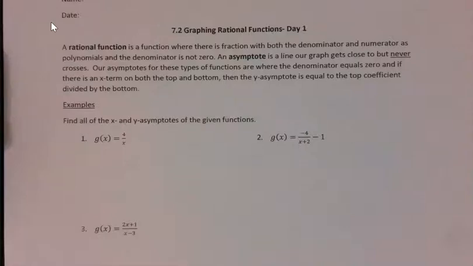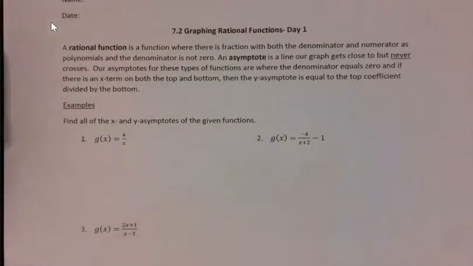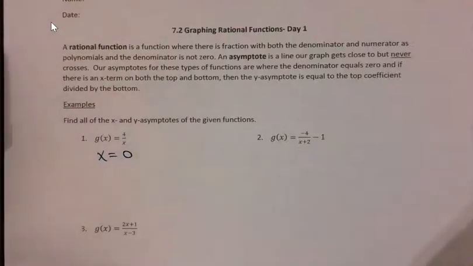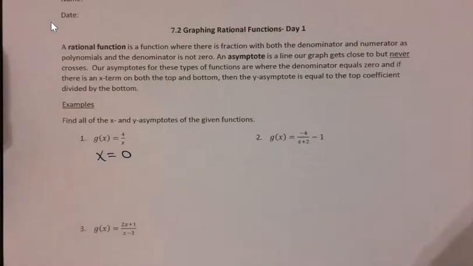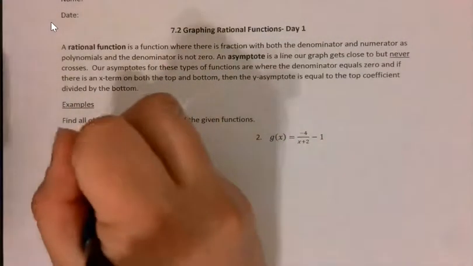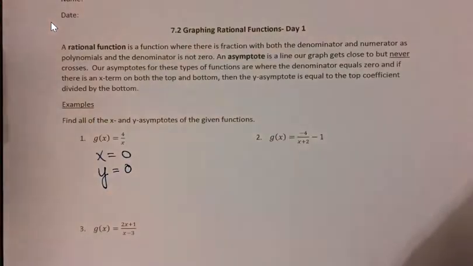So to find our x asymptote, we want to first start by finding where the denominator equals 0. So for my x asymptote, I have x equals 0, because I took the denominator and set it equal to 0. And the y asymptote is equal to the top coefficient over the bottom coefficient. So for this one, because there's no x term on top, my y asymptote is also 0, because I'm never going to get 0 as an output.